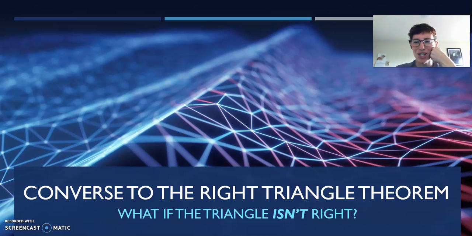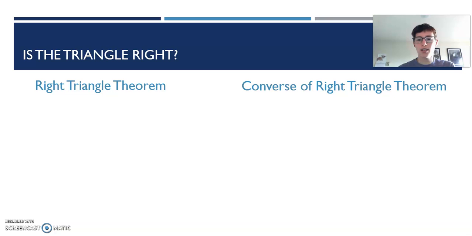Hello, mathematicians! Today we're looking at the converse to the right triangle theorem. This is kind of a new theorem that's going to play off of reversing a right triangle theorem. And it's really going to look at the question of what if the triangle ain't right? What if we don't have a right triangle? How can we prove that something is a right triangle? So let's go ahead and get started.